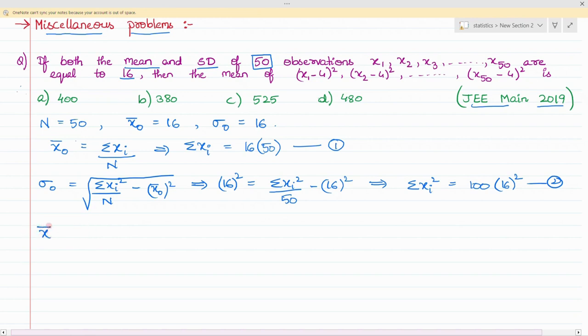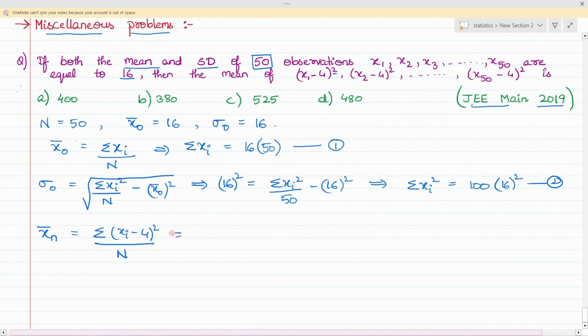Now we need to find the new mean. How to find this? It is sigma (xi minus 4) whole square upon n. We are talking about the square of the observations. If it was only xi minus 4, if the square was absent, then we could directly write the new mean as the original mean minus 4. But here the square is used, so we cannot apply this.